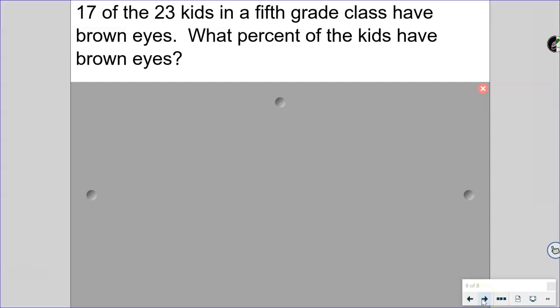17 of the 23 kids in a fifth grade class have brown eyes. What percent of the kids have brown eyes? Go ahead and give this one a shot.